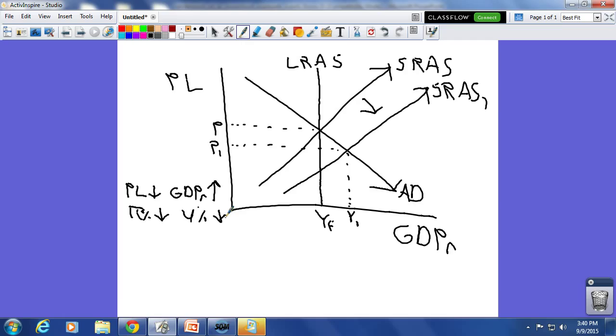So we've shifted our short run aggregate supply curve. We talked about what happened to price level, real GDP, inflation, and unemployment. And you've got a complete problem there.